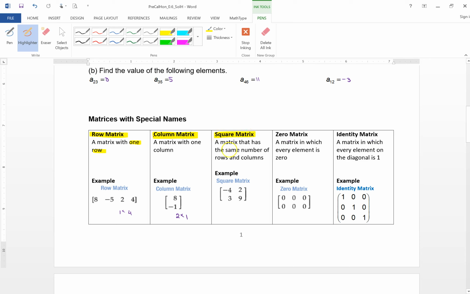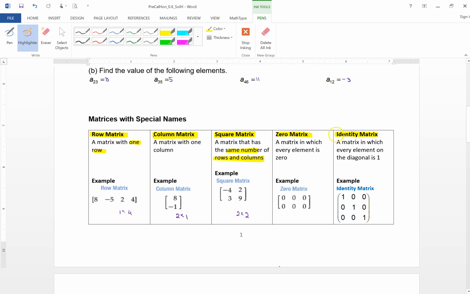You can have a square matrix. Here's where you have the same number of rows and columns. In this case, this is a 2 by 2. We're going to be working a lot with 2 by 2s and 3 by 3s. You can have a zero matrix where each and every single entry is 0.